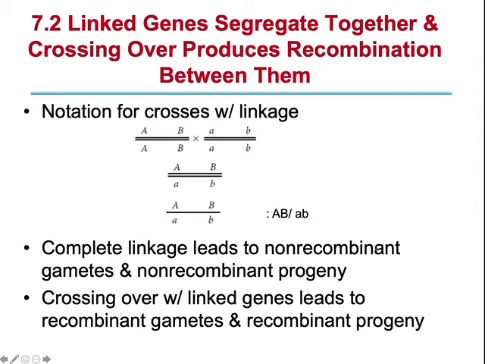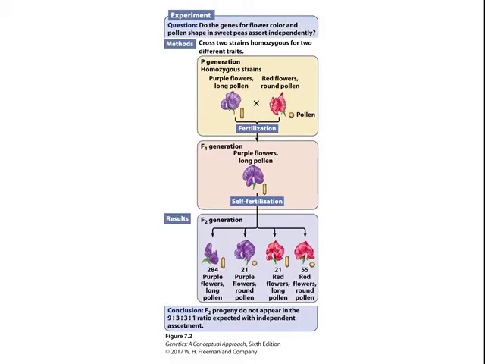Note that complete linkage is going to lead to non-recombinant gametes and progeny, and crossing over with linked genes leads to recombinant gametes and recombinant progeny. Okay? And the frequency of the recombinant gametes and progeny is proportional to the physical distance between the two alleles on that same chromosome, on that same DNA molecule.